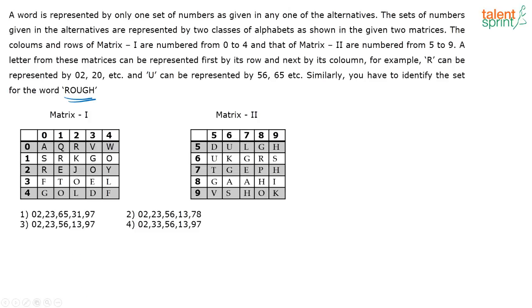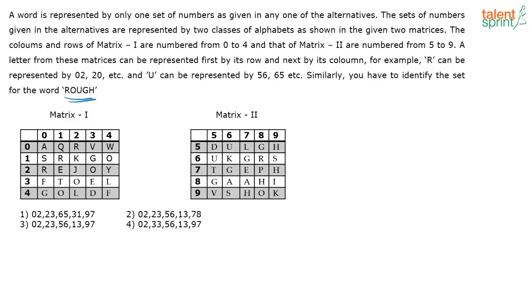Okay, so a word is represented by one set of numbers as given in any one of the alternatives. The set of numbers given in the alternatives are represented by 2 classes of alphabets as shown in the 2 given matrices. The columns and the rows of the matrix 1 are numbered from 0 to 4, and that of matrix 2 are numbered from 5 to 9. A letter from these matrices can be represented first by its row and next by its column. For example, R can be represented by 0, 2, 2, 0, etc. and U can be represented by 56, 65, etc. Similarly, you have to identify the set for the word rough.